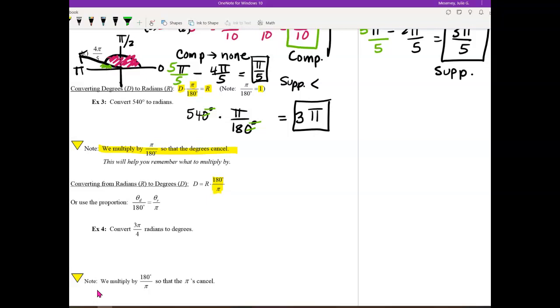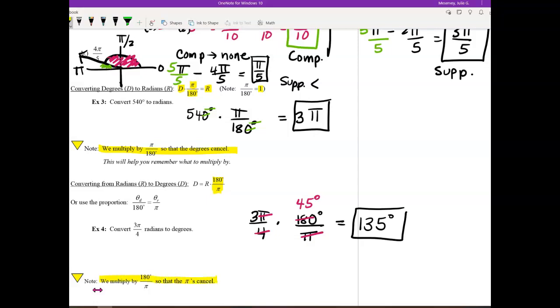Looking at 3 pi over 4, I multiply it by 180 degrees over pi. Now, sometimes the pi's will not cancel, and that's okay. You can still have pi in degrees. But in this case, the pi's cross-canceled, and now we can say 4 divides into 180 45 times, and 3 times 45 is 135 degrees. So 3 pi over 4 converts to 135 degrees. Note that in this case, we multiplied by 180 over pi so that the pi's would cancel.